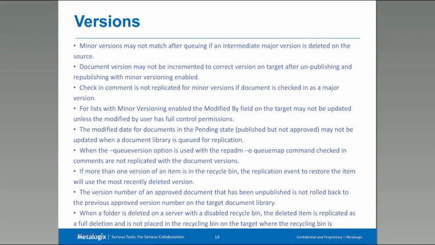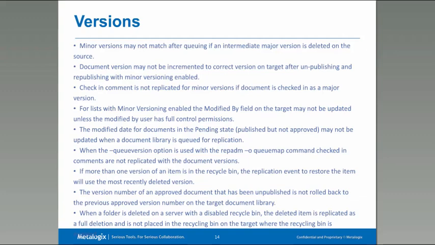Okay, versions. By default, Replicator does not guarantee that the minor versions are kept in sync. The reason is they might not be, so after unpublishing and republishing with minor versions enabled, they might not be incremented properly. Check-in comments are not replicated for minor versions if the document is checked in as a major version. There's a bunch of these caveats, and you get full access to all of these slides after, so I won't read these to you.